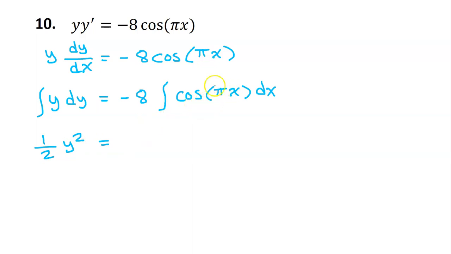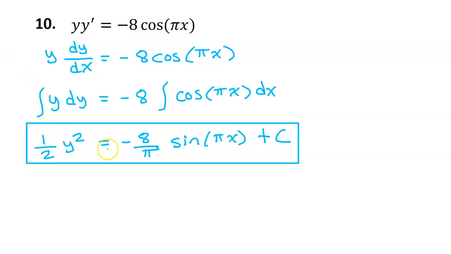And then let's do some mental u substitution right here. Let's let u equal pi x. That means u prime is just pi, which means that when we do the antiderivative, we will end up dividing by pi. So we're going to have negative 8 over pi. Other than that, we can just take the antiderivative of cosine u. So the antiderivative of cosine u is sine u plus c. So this is one form of the general solution to the differential equation.